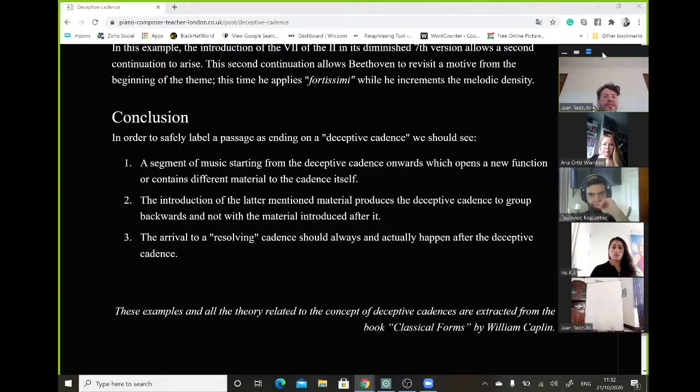In order to safely label a passage as ending on a deceptive cadence and not something else, a deceptive resolution or a post-cadential, like Giorgio spotted in the last lesson. Now remember when you said in the codas you could have a repetition of deceptive resolutions, but never in deceptive cadences, which was very well attained. So I give you the exact recipe for the deceptive cadence, which is a segment of music starting from the deceptive cadence onwards, which opens a new function or contains different material to the cadence itself.